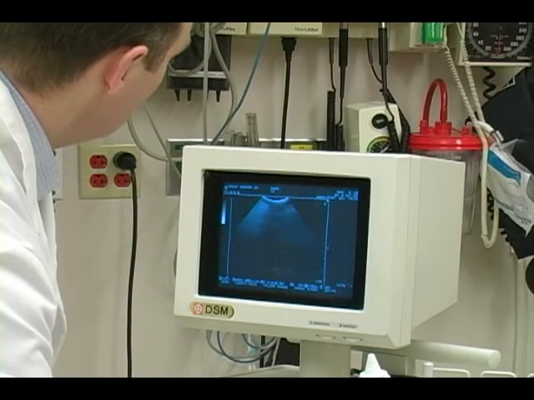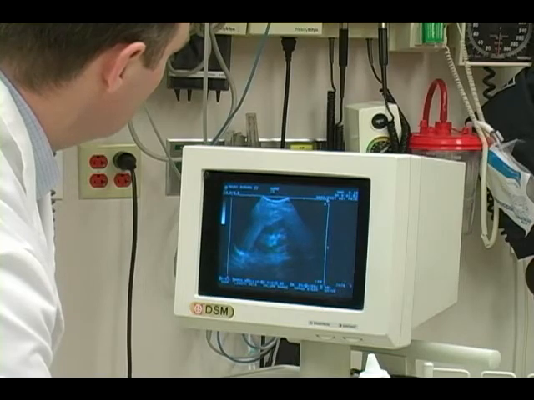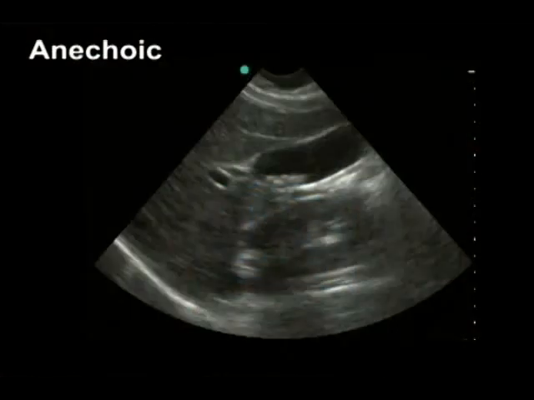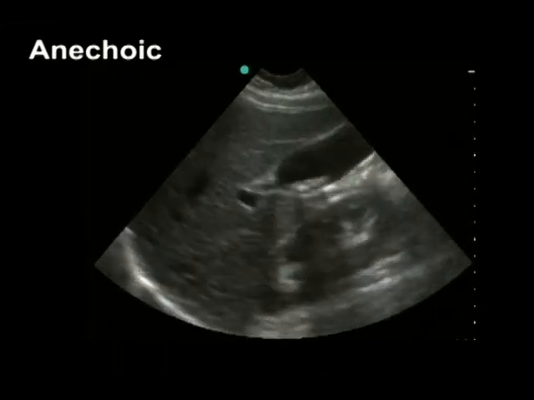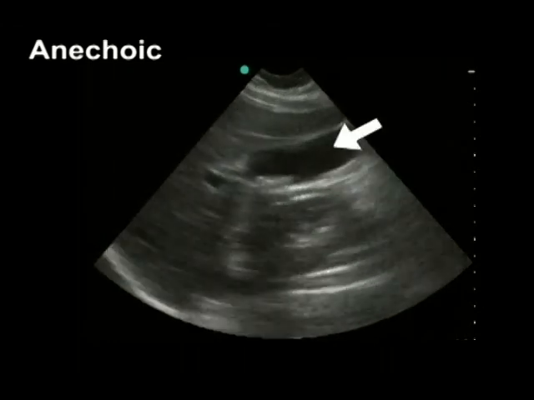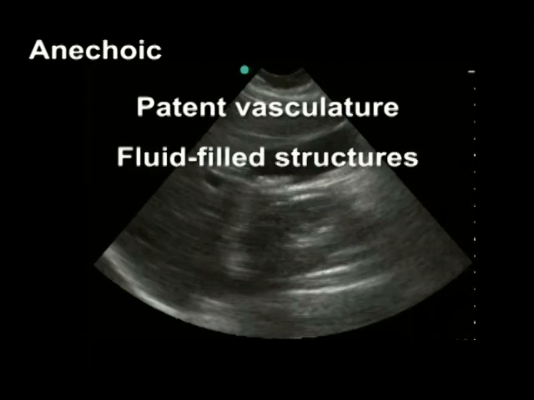Oftentimes, when interpreting and describing ultrasound images, the echo or echoic nature of structures is discussed. An anechoic area will be one that does not produce any returning sound waves and will appear on the ultrasound monitor as a black area. Examples of structures that will have an anechoic black appearance include patent vasculature, fluid-filled structures, and areas of shadow.